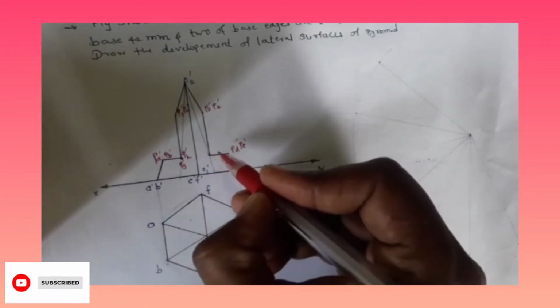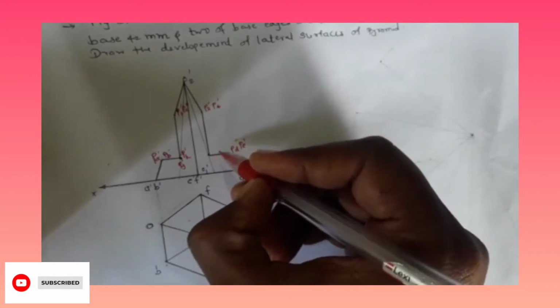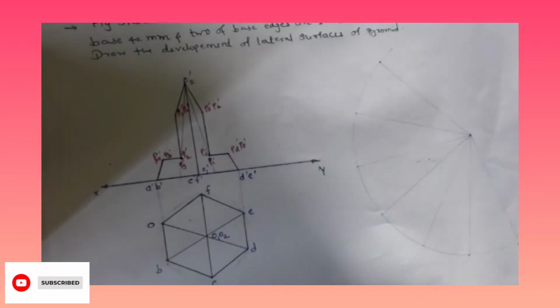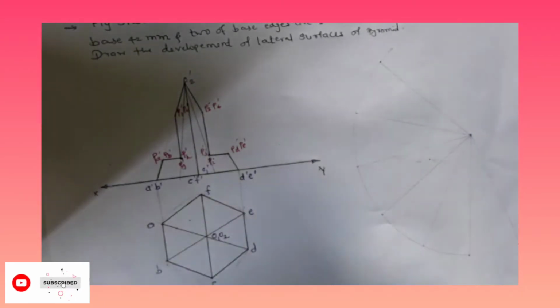Here we'll give the names PI dash and PJ dash. So here are the two names for the cutting points we have given. Okay, so like this we have marked all the cutting points in the front view.